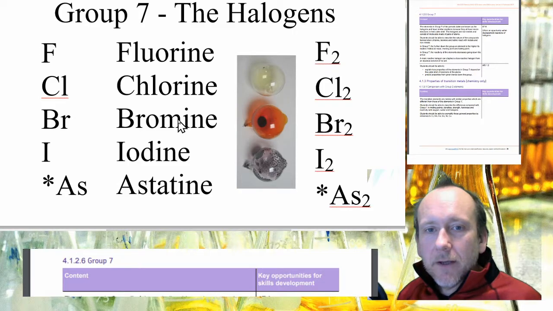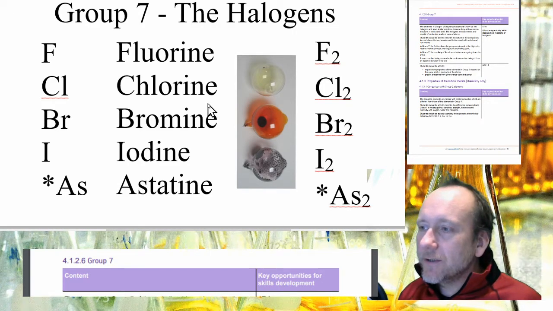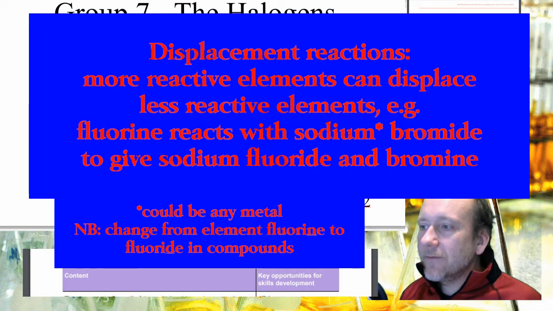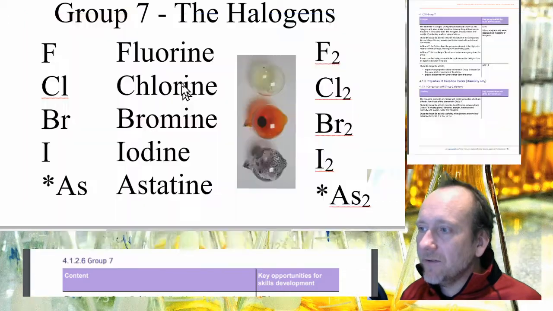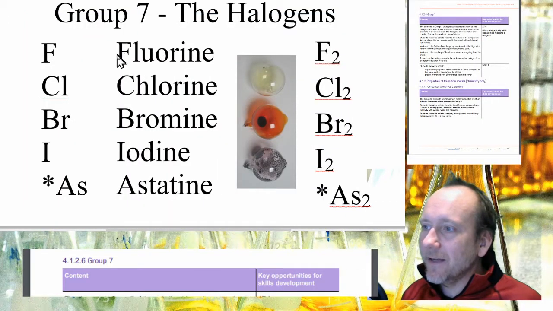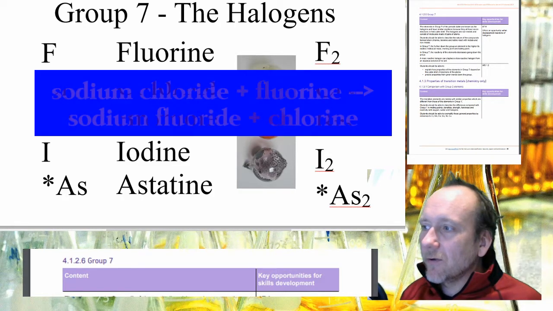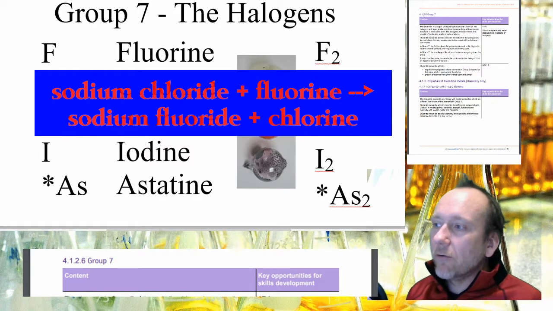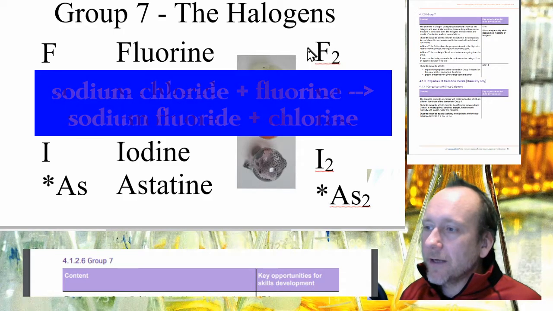Okay. A more reactive halogen can basically displace a less reactive halogen. So reactivity down the group decreases. So fluorine is the baddest and the meanest, and it can take away all of the things that these other ones are bonded to. So let's say you've got sodium chloride, which is a salt of a group 1 metal made with chlorine. Then if you put fluorine in there, it will result in chlorine being released and sodium fluoride being formed.